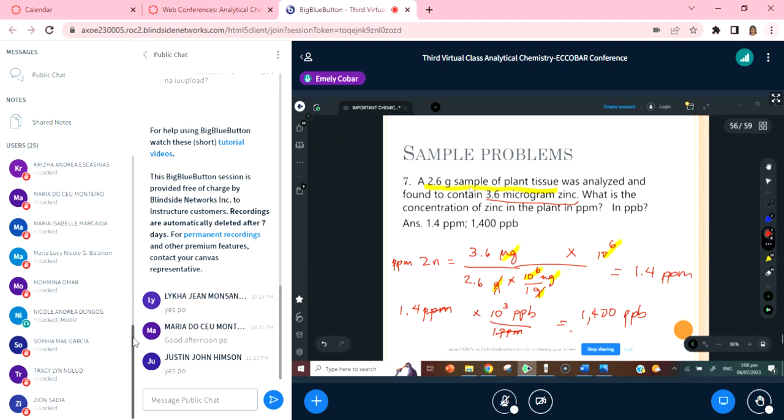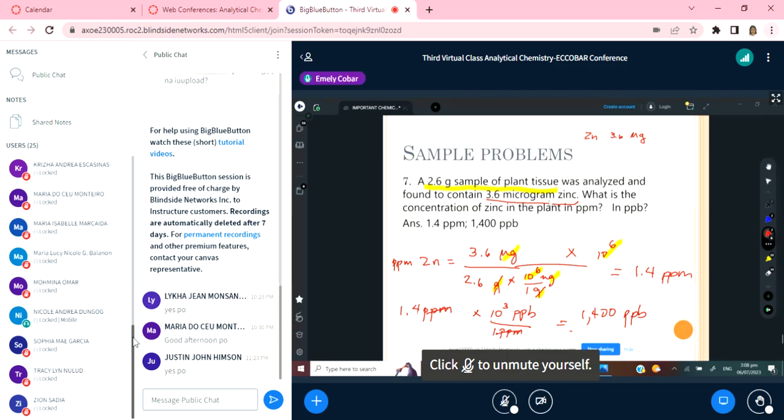It was analyzed, and in the analysis, it contains 3.6 microgram zinc. Okay? So, the zinc content is 3.6 microgram. Now, next. The question is, what is the concentration of zinc in the plant in ppm? So, express the concentration of zinc in ppm.